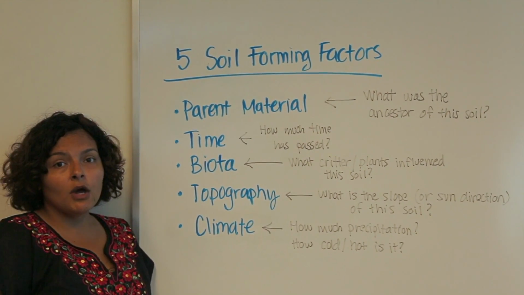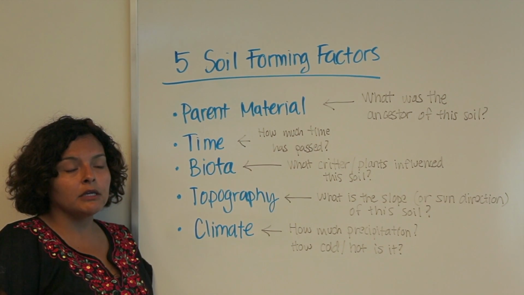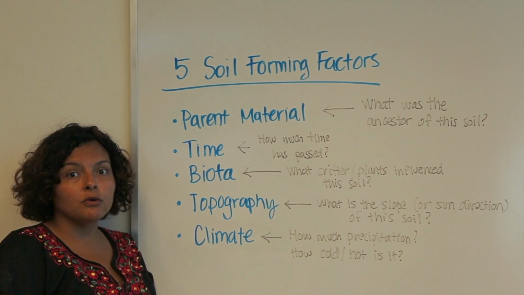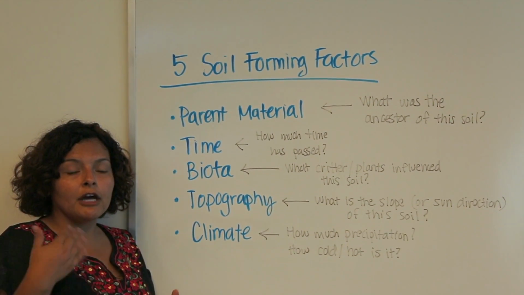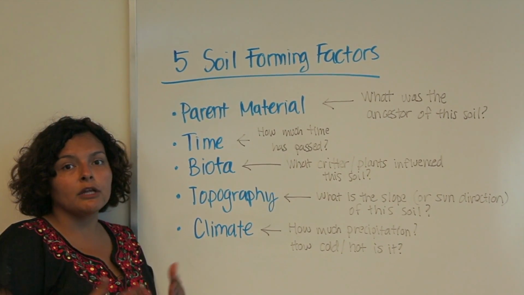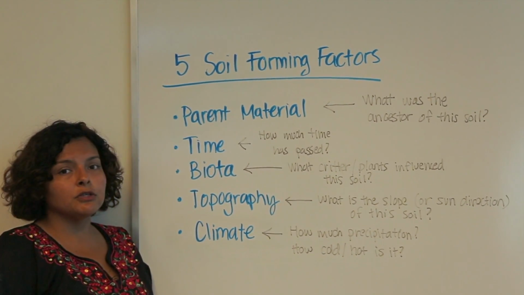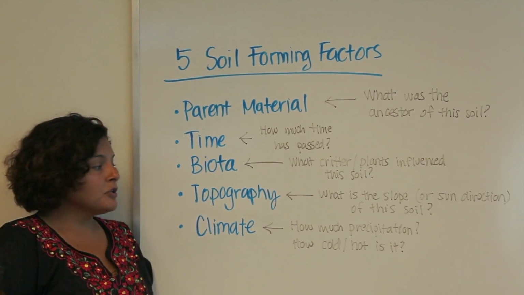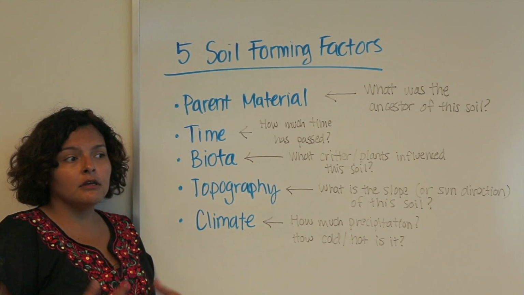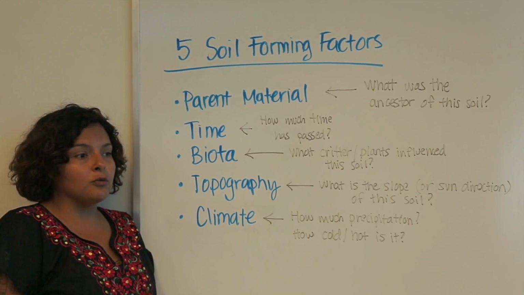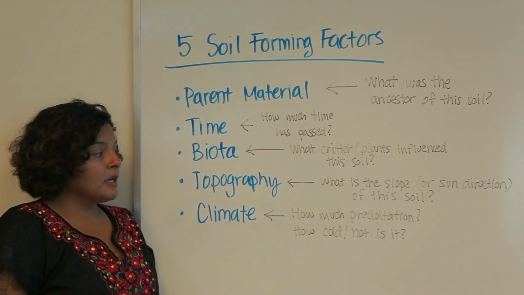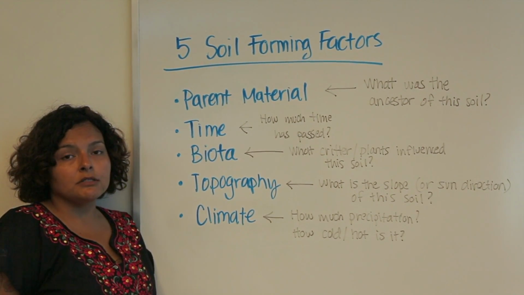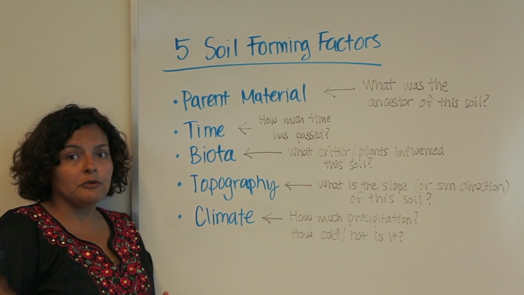Also, topography. What has the slope done? Is it at the bottom of a slope where you're going to have a lot of soil, a lot deeper soil, or is it on the shoulder where you're going to have a steeper slope, so less soil? And also climate. When we talk about climate, we look at temperature and precipitation. So how much precipitation does this area get? That will give you some idea of maybe some weathering processes, and also what is the temperature like? Is it cold? Is it hot?